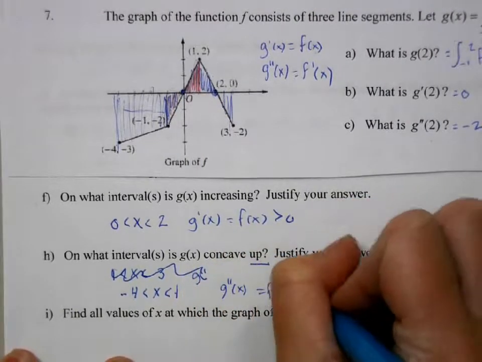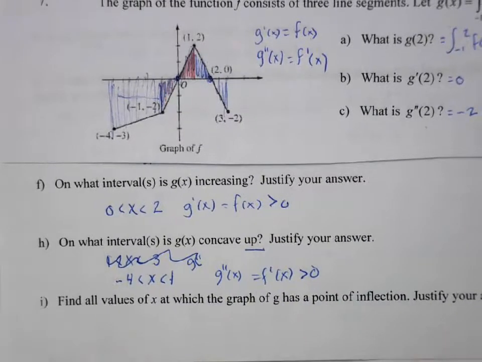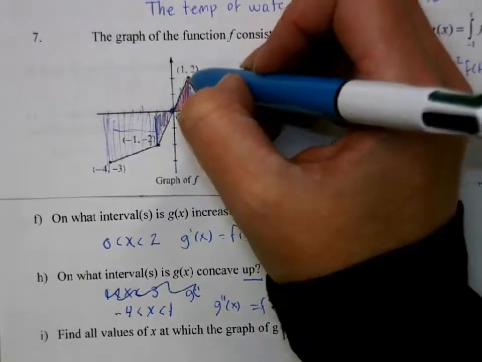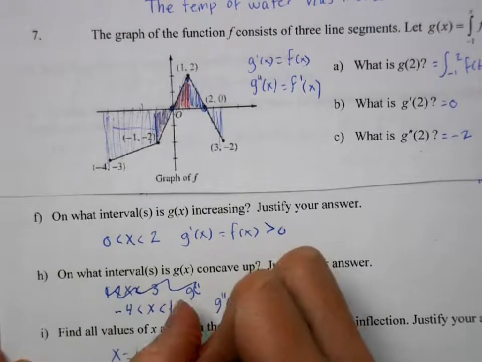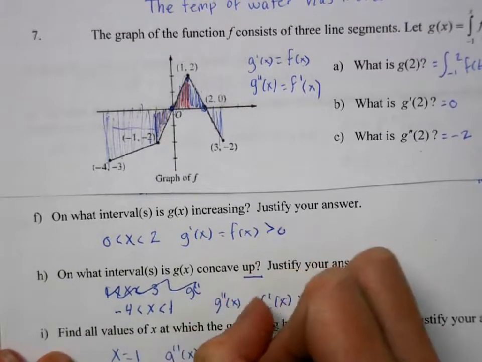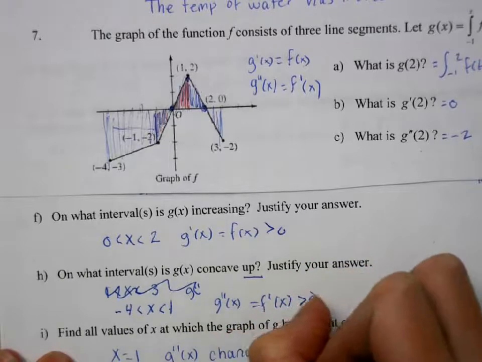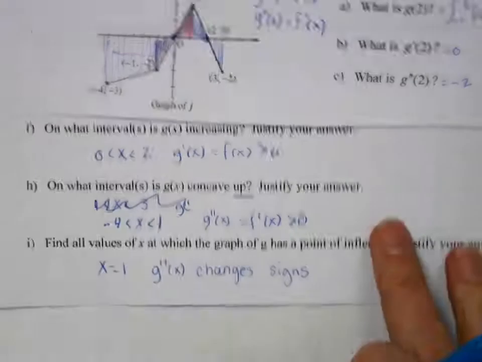And then finally, points of inflection are going to be when our concavity changes, which is going to happen at x equals 1, because g double prime of x changes signs. So that is your Unit 5 review, the calculator portion.